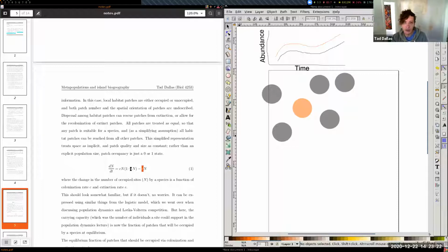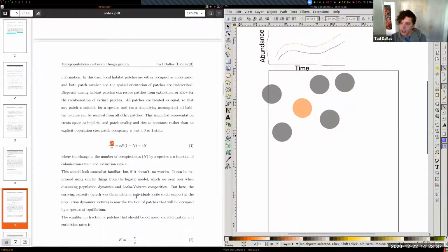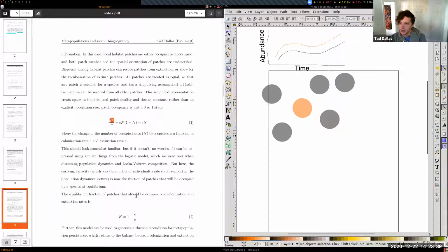Colonization rate is a constant value for all patches, so there's no spatial structure. Same with extinction rate. And all we care about is this N, where N is the fraction of occupied sites. It has some relations to the logistic model or some of the earlier population models. It looks like logistic competition, though it doesn't really. Basically, we have this first bit, which determines the colonization.